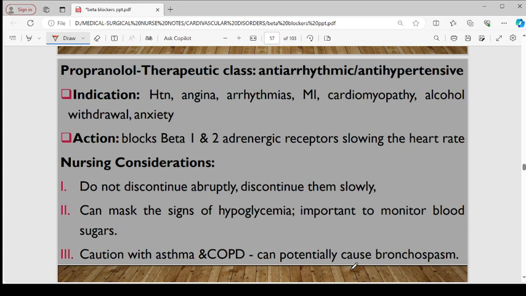You have to ensure that you're teaching the patient not to discontinue the drug abruptly, so they have to discontinue it slowly. Make them aware that this drug could mask the signs of hypoglycemia, so it's very important for you to monitor the blood sugars. And then lastly, you need to caution patients who have a history of asthma or other COPD because this drug can potentially cause bronchospasms.